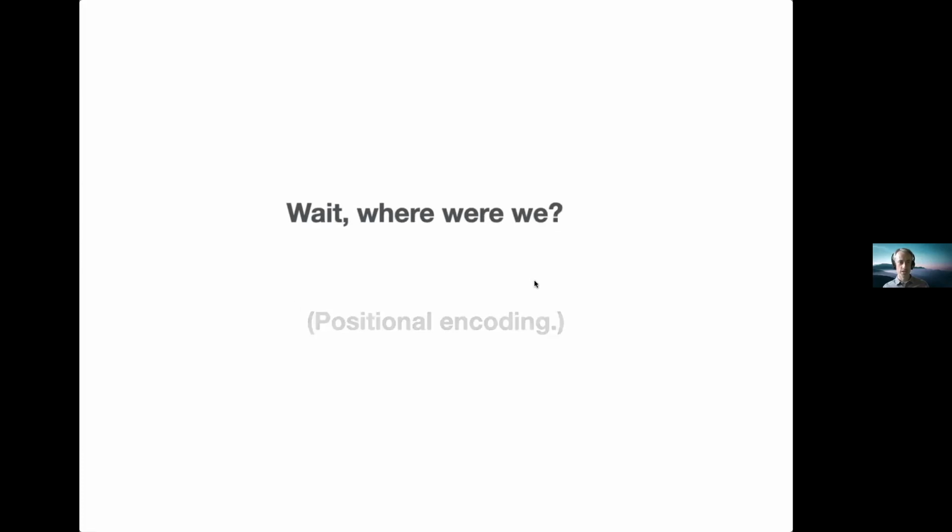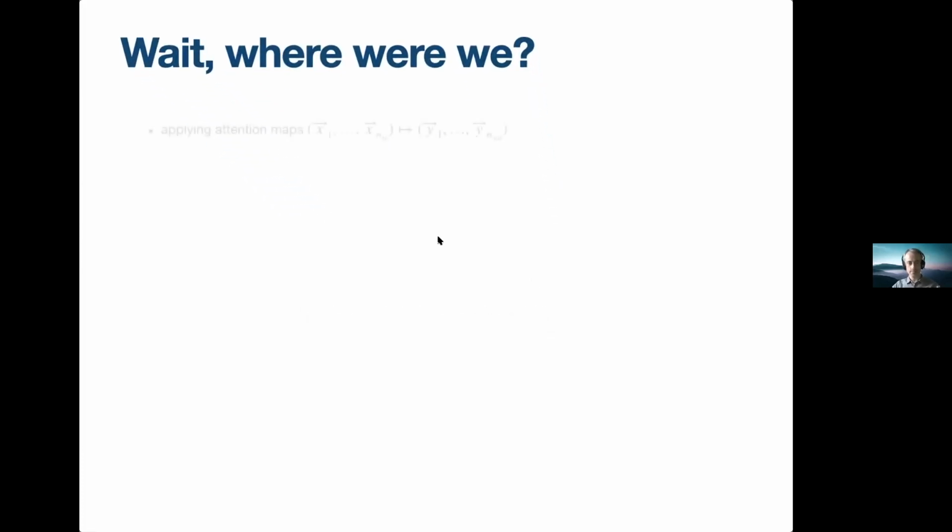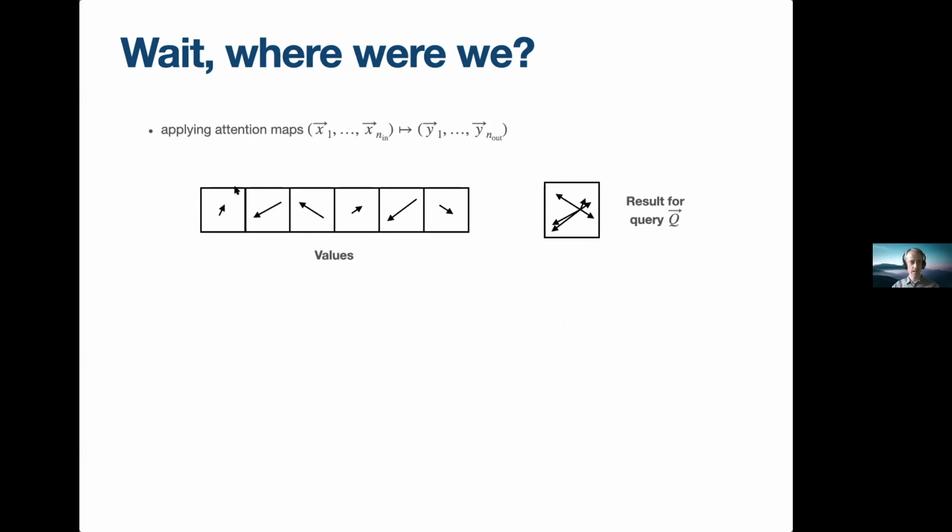Okay. So far I've talked about how you can map one sequence to another sequence using the attention mechanism. But there's an important issue, and that is once we've taken our vectors, where are we? This is the question of positional encoding. When we apply the attention maps to convert the input sequence to the output sequence, we take these values, we compute a digest, we smash all the results together. We get some result for our query.